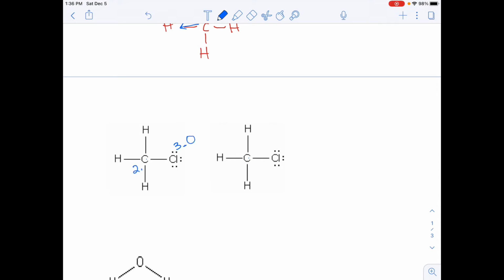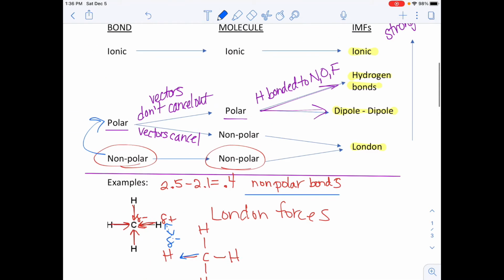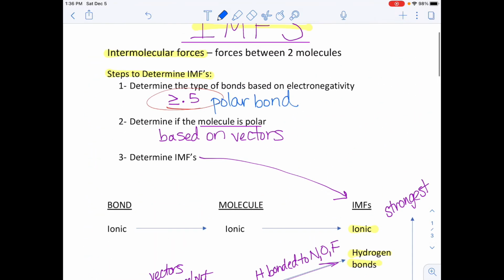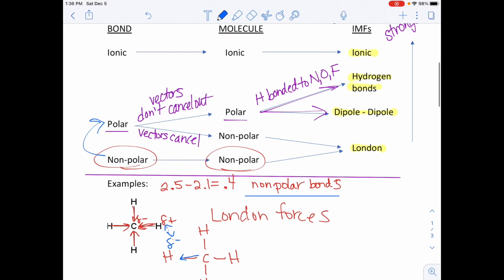3.0 and 2.5. So between carbon and chlorine, if you want me to draw this separately, based on these electronegativities, if we were to subtract them, the difference is 0.5. Now remember, if you have 0.5 or greater, you have a polar bond. Okay. Next step would then be to look at the entire molecule.